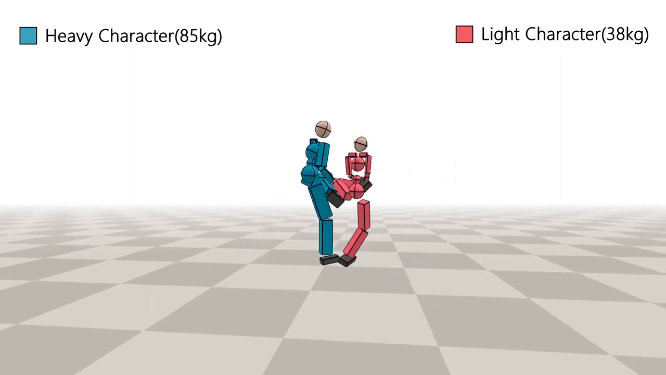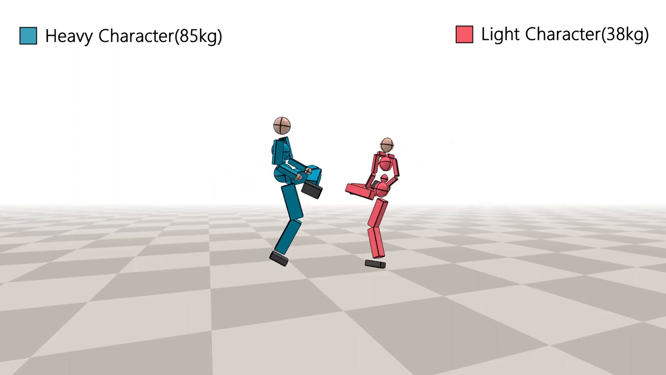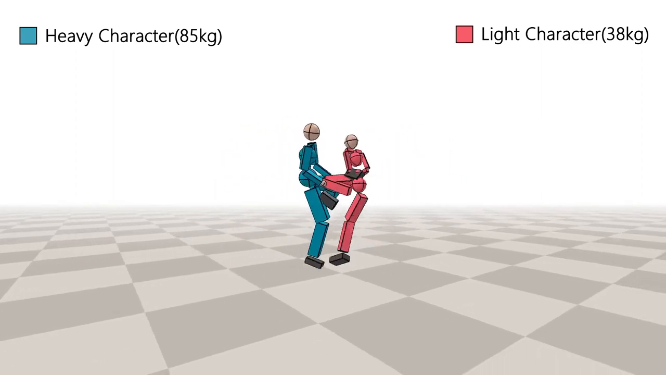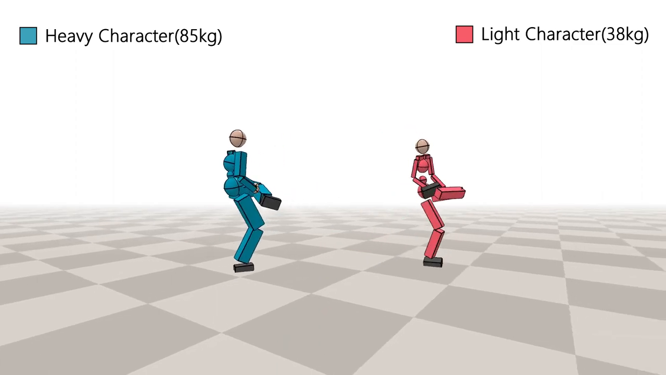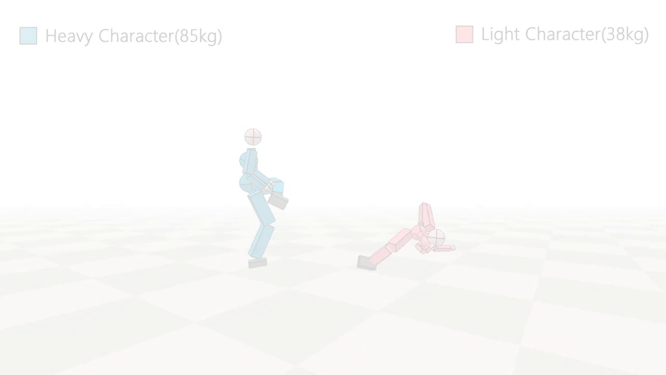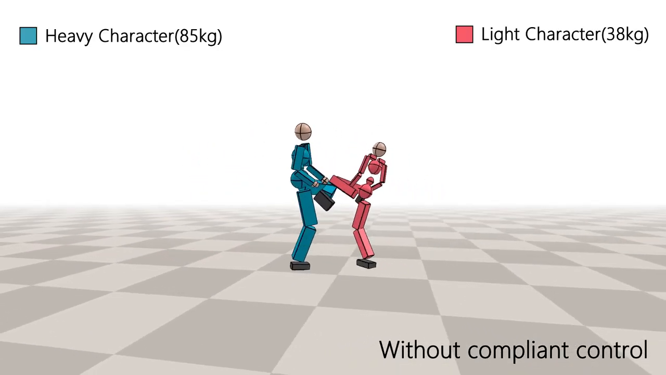According to Newton's third law of motion, they receive the same magnitude of force when bumping. Since mass distributions affect the forward dynamics and the compliance, the light character is pushed out farther away than the heavy character to compensate for the changes in momentum. Without our compliant control, they do not react to the forces until they fall.